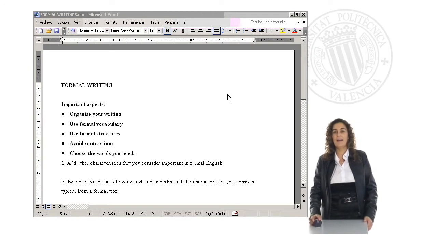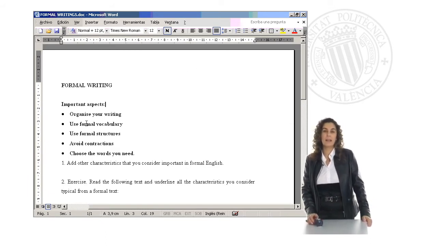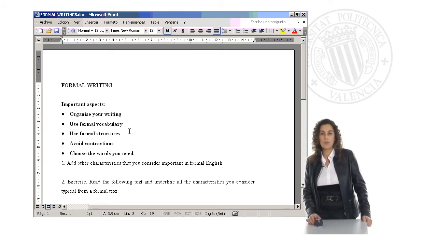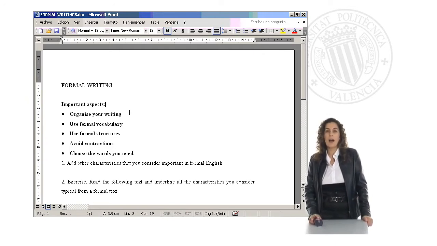Hello. Well, I'm going to explain to you now the characteristics of formal writing, and the importance that formal writing has in technical English, or when you are working in a company, or when you are writing a letter to look for a job, etc. I suppose that you already know that formal writing is important and is an aspect that should be learned by reading quite a lot and knowing all the most important details that are implied in formal writing.